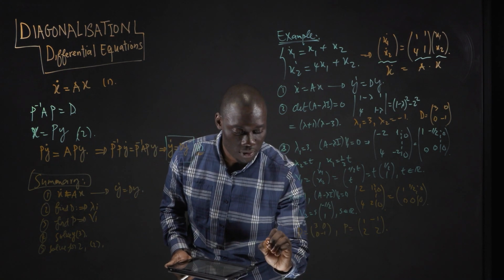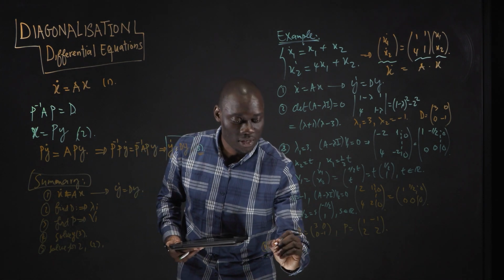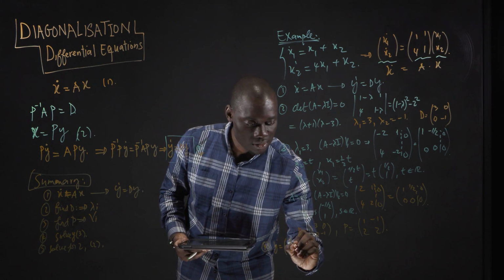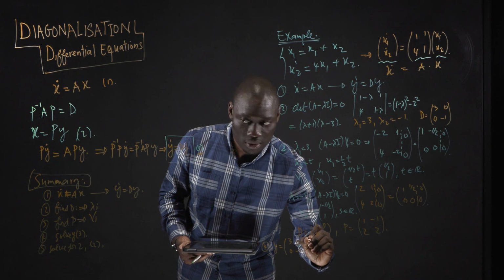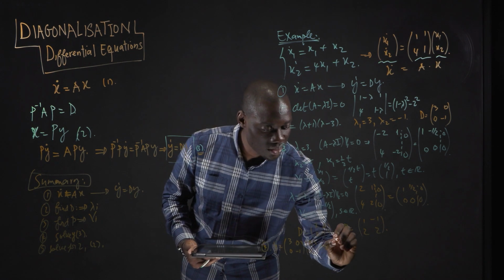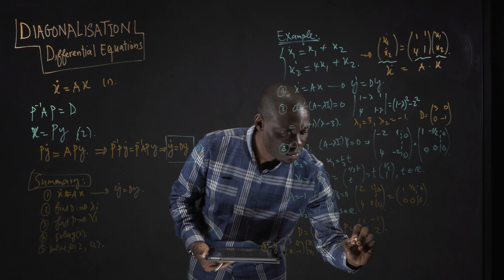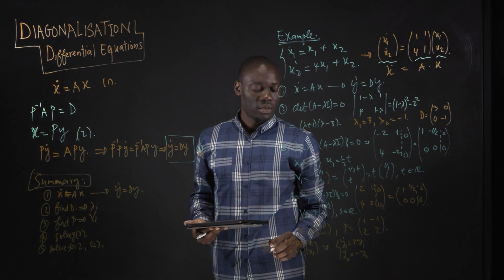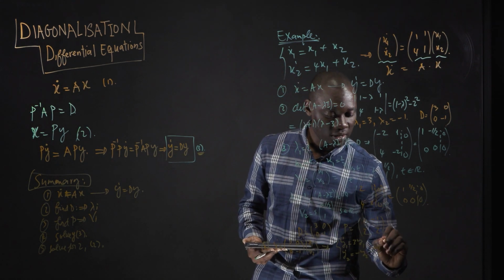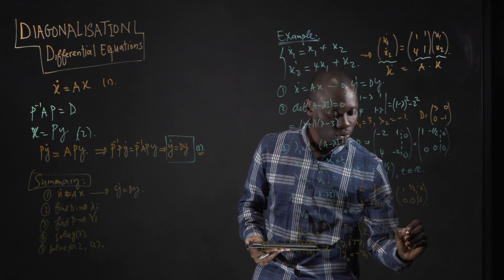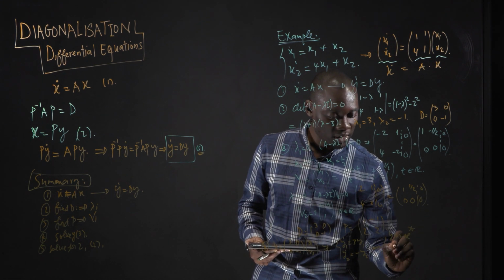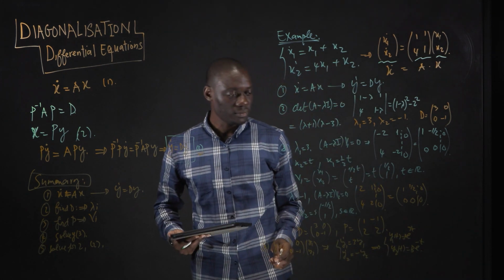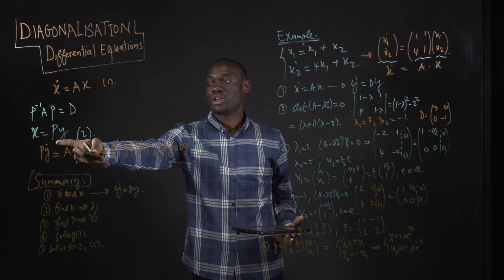So the fourth step here: I can solve for Y. I will have Y dot equals D, which is 3, 0, 0, minus 1, times Y1, Y2. This can be written as Y1 dot equals 3Y1 and Y2 dot equals minus Y2. Solving this is easy. I have Y1 of t equals a times exponential 3t, where a is a constant, and Y2 of t equals b times exponential minus t.